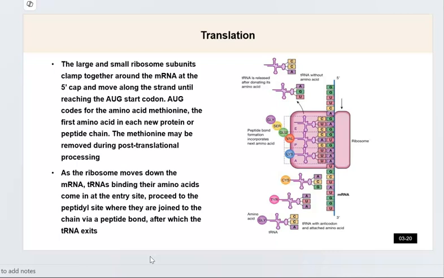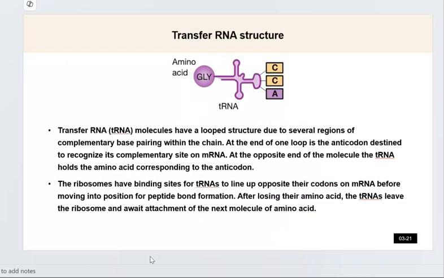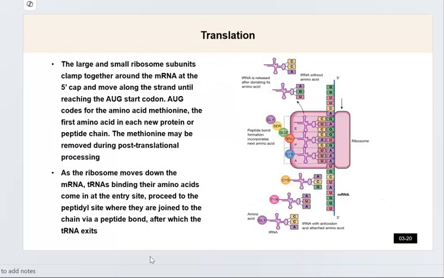Some proteins include a sequence of amino acids called a signal sequence that is used to direct the protein to a particular cellular compartment. So in other words, the ribosome function in translation can also do some things in the post-translational process.